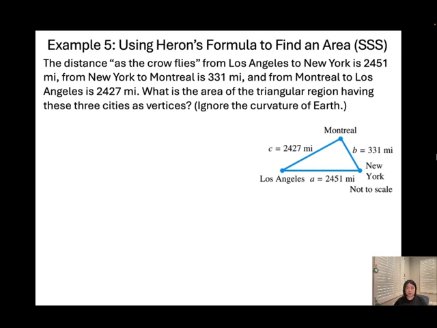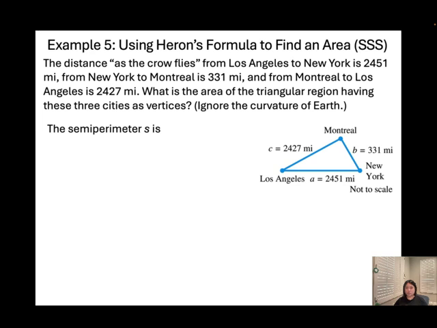Let's try this example. The distance as the crow flies from Los Angeles to New York is 2,451 miles. From New York to Montreal is 331 miles. And from Montreal to Los Angeles is 2,427 miles. What is the area of the triangular region having these 3 cities as vertices? So we know the SSS, and we want to find out the area. So let's apply Heron's formula.